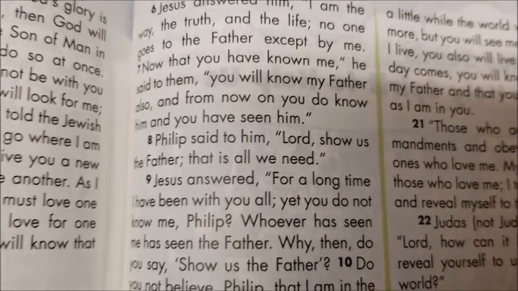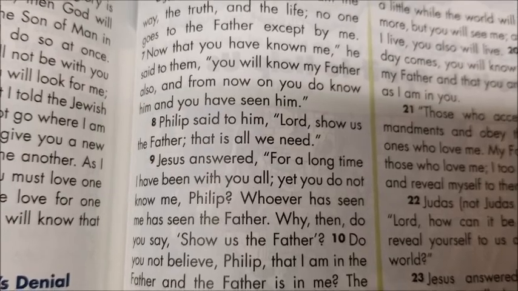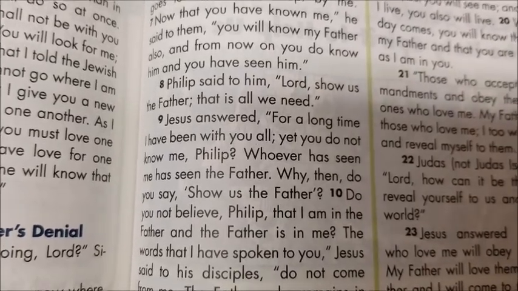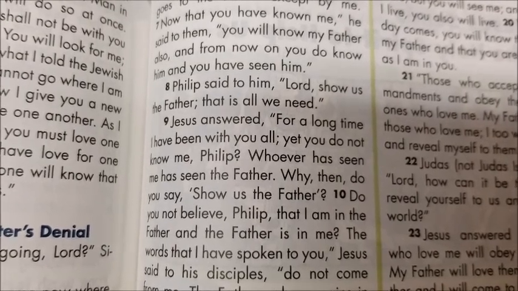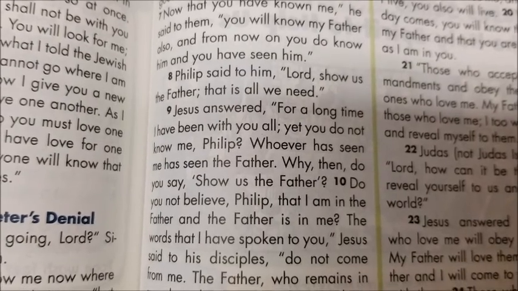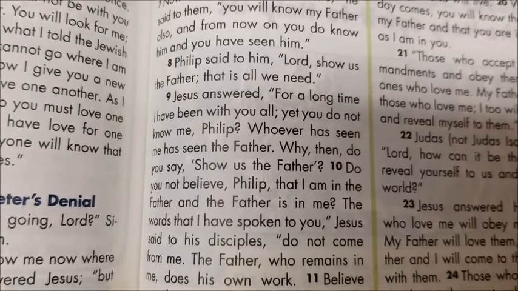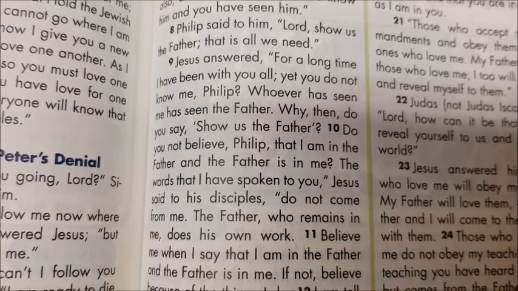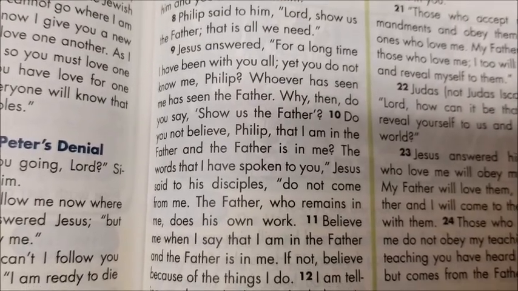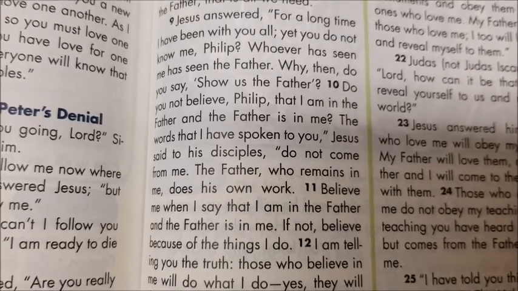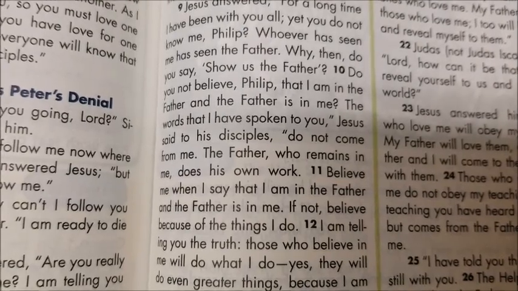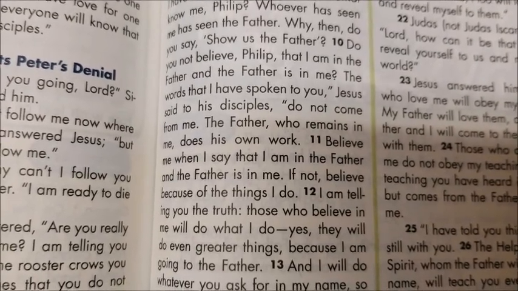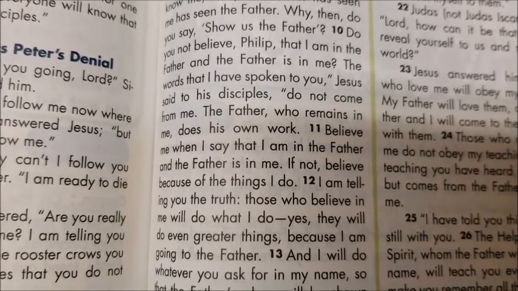Philip said to him, Lord, show us the Father, that is all we need. Jesus answered, for a long time I have been with you all, yet you do not know me, Philip. Whoever has seen me as the Father, why then do you say, show us the Father. Do you not believe, Philip, that I am the Father, and the Father is in me? The words that I have spoken to you, Jesus said to his disciples, do not come from me. The Father, who remains in me, does his own work. Believe me when I say that I am in the Father and the Father is in me. If not, believe because of the things I do. I am telling you the truth.